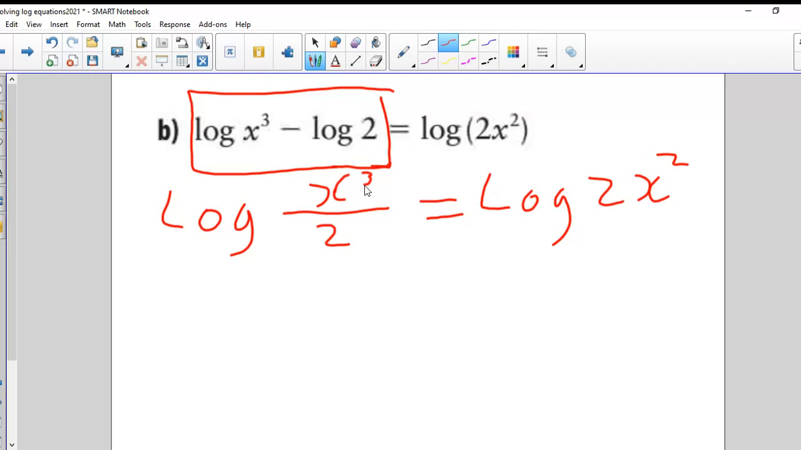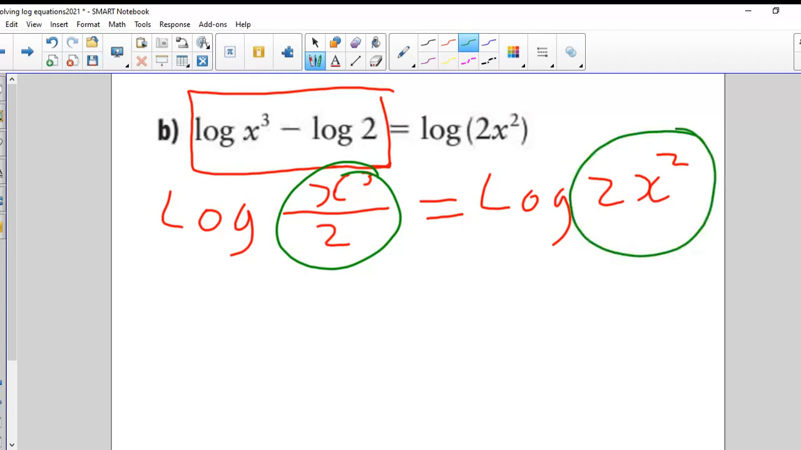The logs cancel out. Look at you, Hussein. He's right. If they're both the same base, there's a log 10 on the left and a log 10 on the right. If you have a log of this circle equal to the log of this circle, then those two circles must be equal to each other. So x over x to the power of 3 over 2 is equal to 2x squared. Absolutely 100% correct.